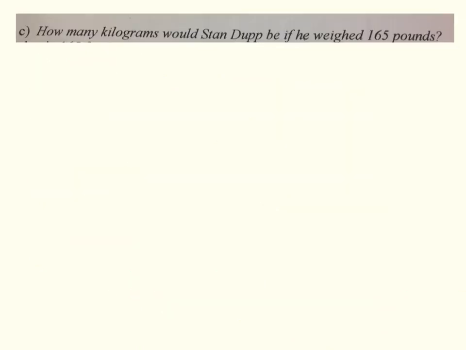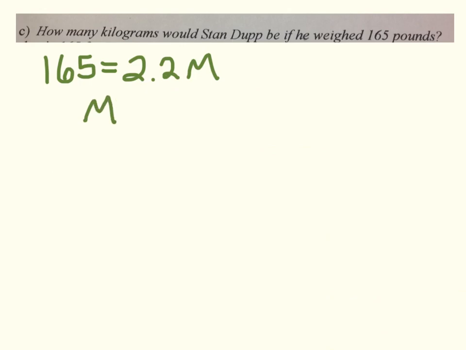Units. All right, this next part says how many kilograms would Stan be if he weighed 165 pounds. So now they're giving us the pounds, so we plug 165 in for the P. 165 equals 2.2 m. All you have to do is divide both sides by 2.2 to get that Stan's mass is going to be 75 kilograms. Don't forget your units.